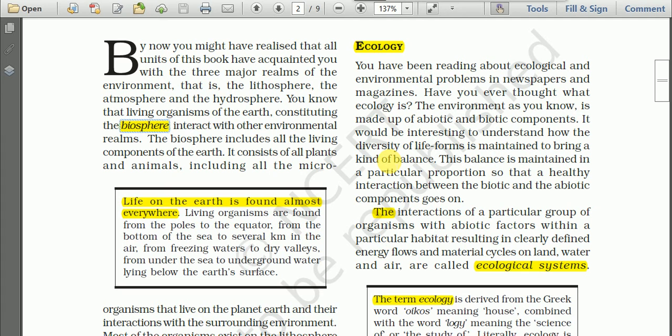As I told you, biosphere is a global ecosystem, a large ecosystem composed of living organisms, that is biota, and abiotic, that is non-living factors from which they derive energy and nutrients. So biosphere includes all living components of the earth, and it consists of all plants, animals, including all microorganisms that live on the planet earth. Let us see a diagram.